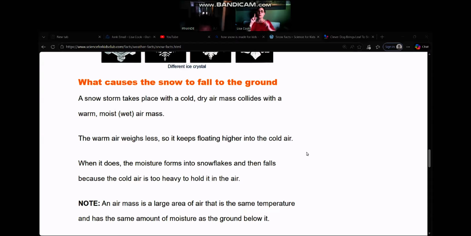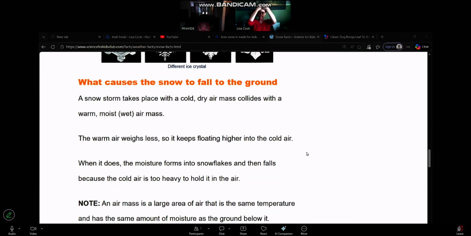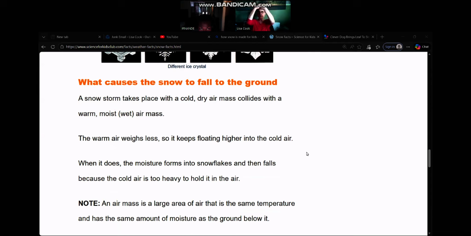So I'm going to stop you right there for just a second. So you have the cold and the warm doing what? They're what? Basically fighting. When the cold, fighting. Okay? They don't just mix, they fight. They don't like each other. Okay? Keep reading.